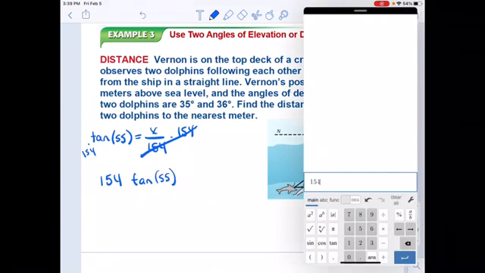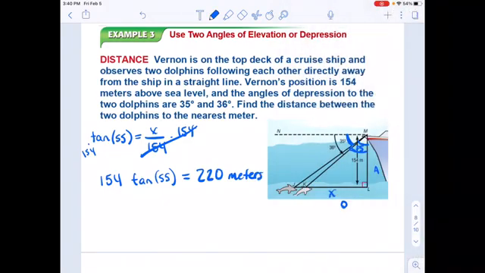We have 154 tangent of 55 is equal to 219. Whoops, we round up. Let's say 220 meters. Okay? Then we need to do a similar thing, except now we find the distance to the closer dolphin, which I originally had in purple.